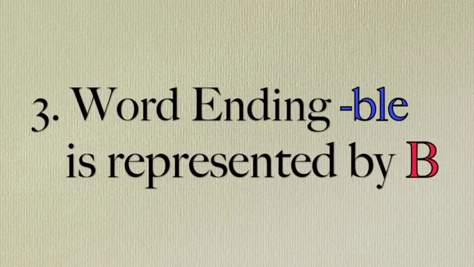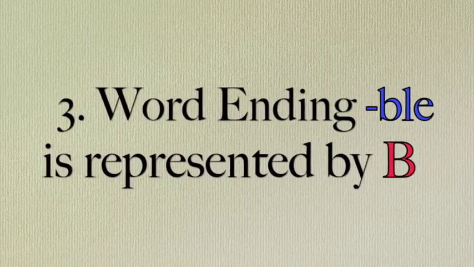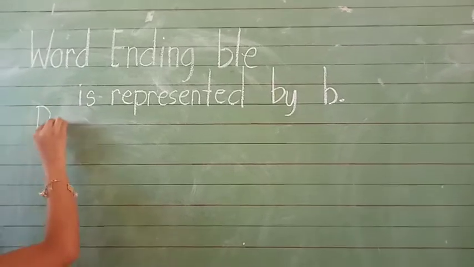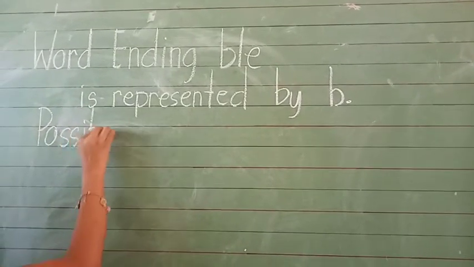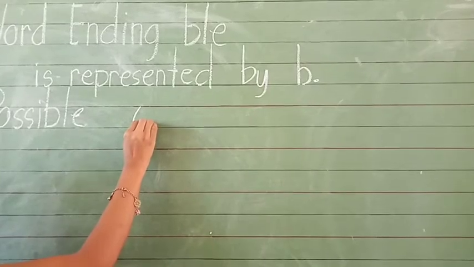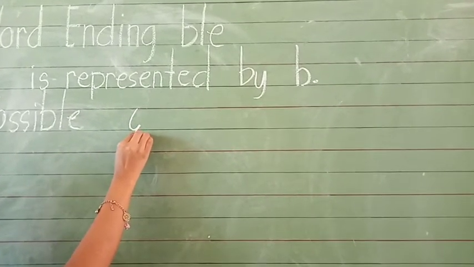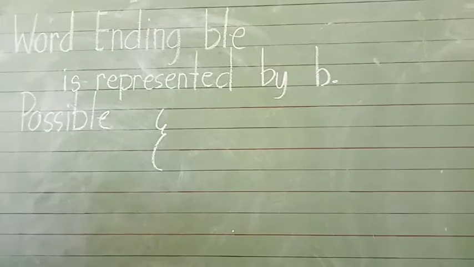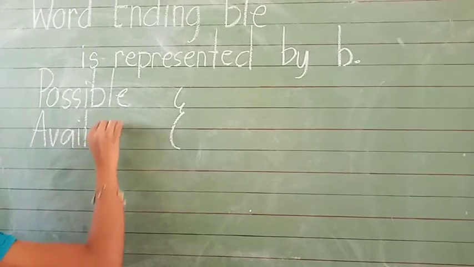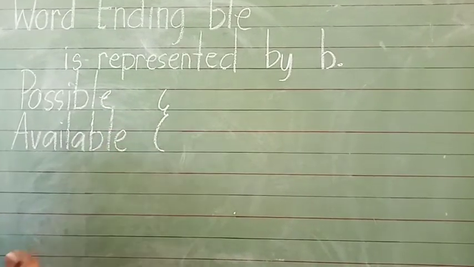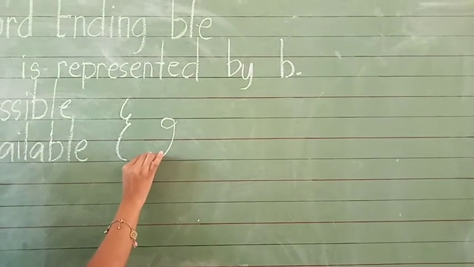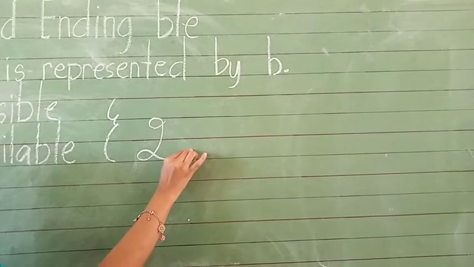Under principle number 3, word ending ball is represented by B. Example, possible is represented by P, O, left S, and B. Next, available is represented by A, V, A, L, and B.